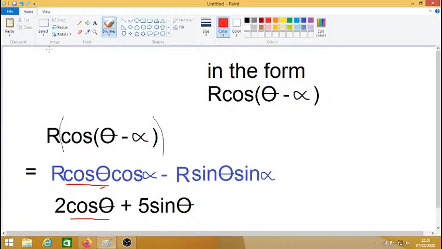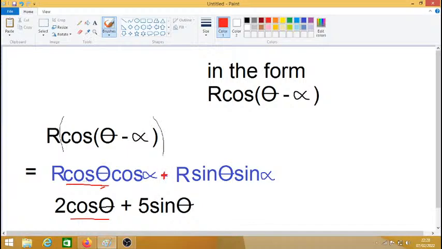With the cos, the sign changes. So if you've got a minus in the middle here, then when you do the expanded form, that's going to change into a plus. Okay, that's better.